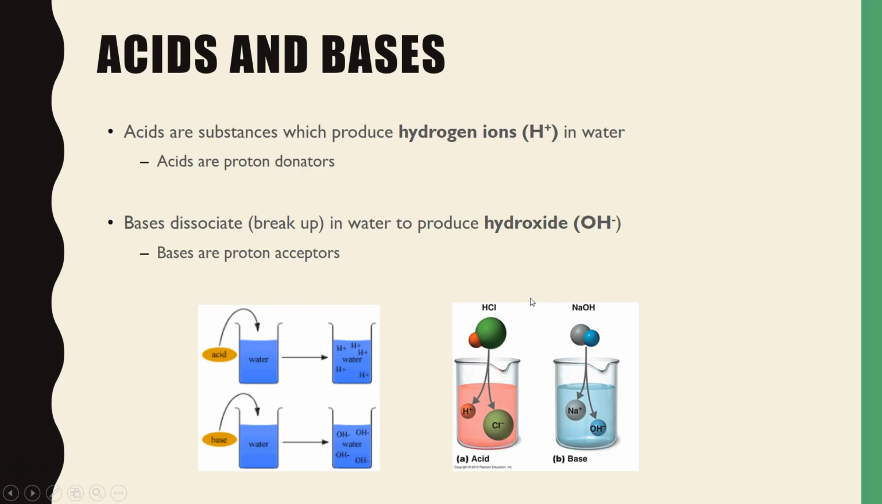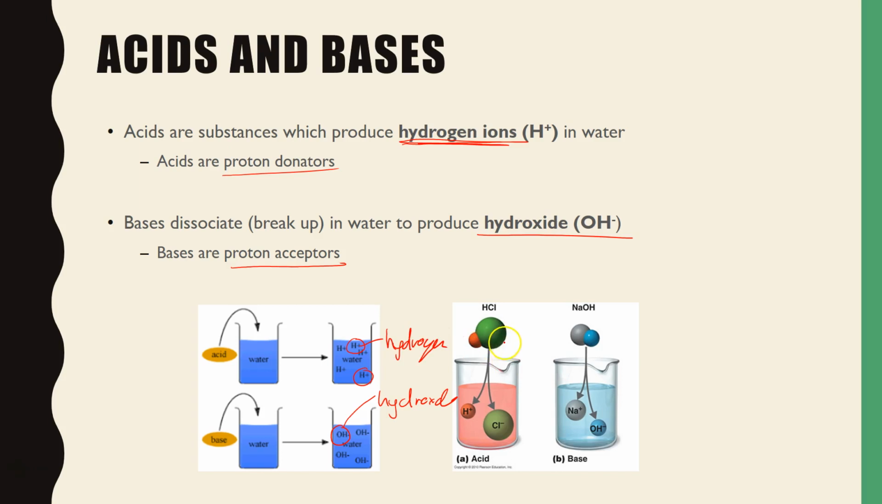So an acid is defined as a substance which produces or donates hydrogen ions in water. So they're known as proton donors, whereas a base dissociates or breaks up and makes hydroxides. They're known as proton acceptors. You can see here, if we add acid to water, we have mostly protons, these hydrogen ions, and when a base is added to water, we have mostly hydroxide ions. Here's your hydroxide, and here is your hydrogen ions.